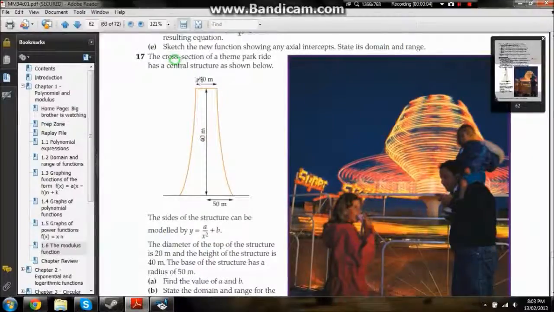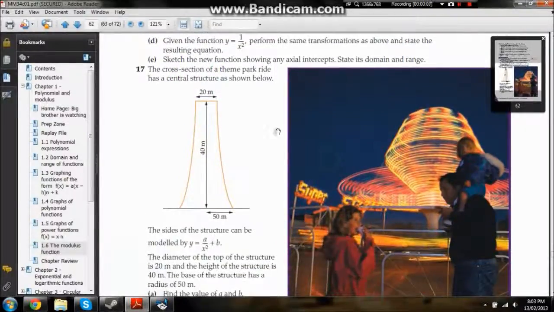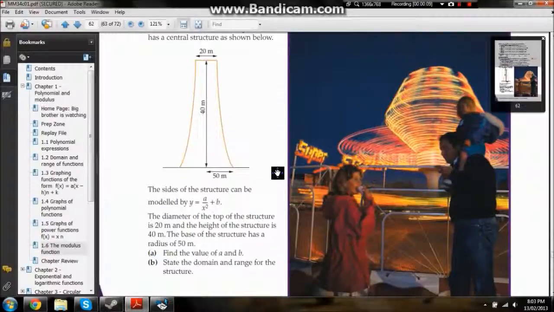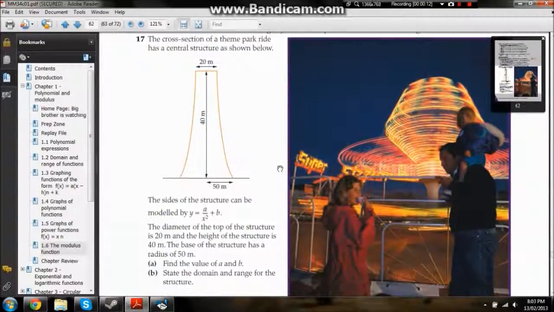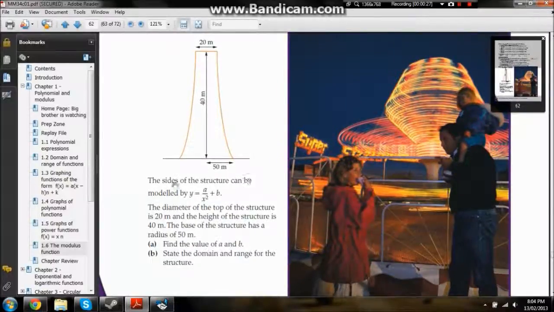Today I'll be doing question 17 of the extended answer for 1.5. It's the last question, and the question asks, the section of a theme park ride has a central structure as shown below. Well, it's not really the equation, that's the cross section of the theme park. So the diameter here of the top, is the radius of the base, and the height there. The sides of the structure can be modeled by y equals a over x squared plus b. The diameter on the top of the structure is 20 meters and the height of the structure is 40 meters. The base of the structure has a radius of 50 meters. Find the values of a and b.